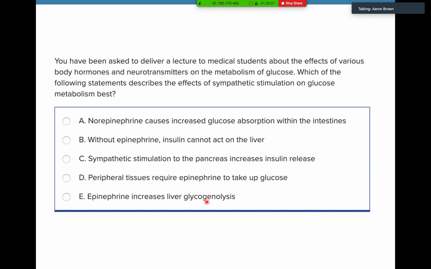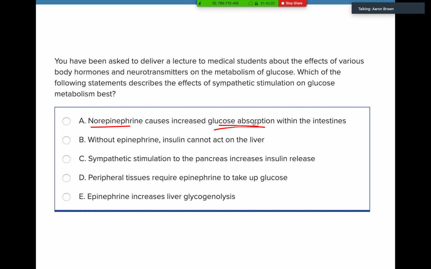So now we can get into the sympathetic stimulation. Sympathetic is, of course, our fight and flight. So norepinephrine causes increased glucose absorption within the intestines. Technically, if we think about it, increased glucose absorption would increase blood glucose. We said that norepinephrine is part of the sympathetic system. Sympathetic system, its goal is to raise blood glucose. Increasing glucose absorption would raise the blood glucose. I absolutely agree with that. My only problem is, during our fight and flight, during sympathetic activation, do we have a lot of blood flow to the intestines?